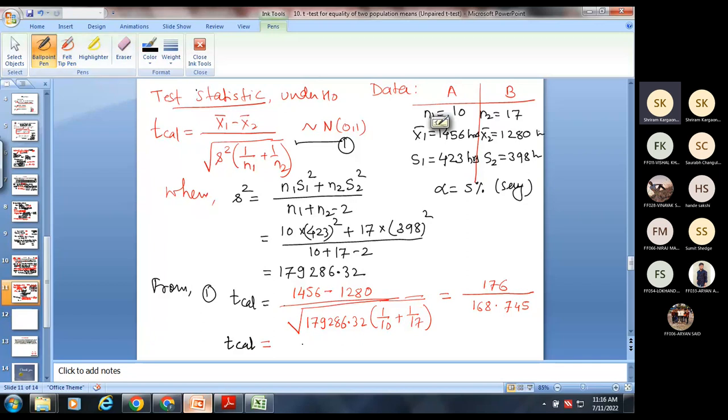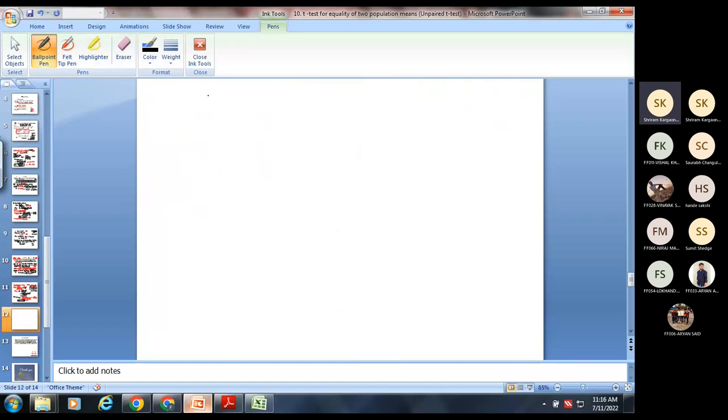Let's solve this. 176 divided by 168.745. The answer is 1.0429. So this is the calculated value. What was the calculated value? It was 1.0429.